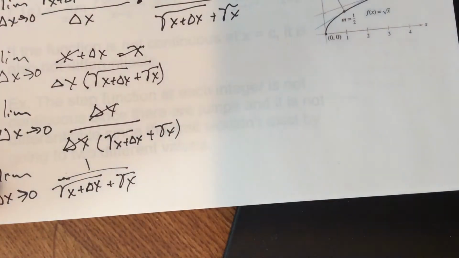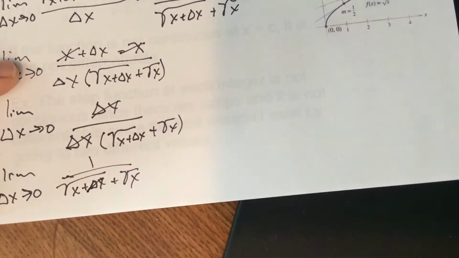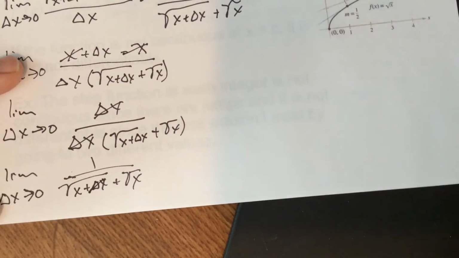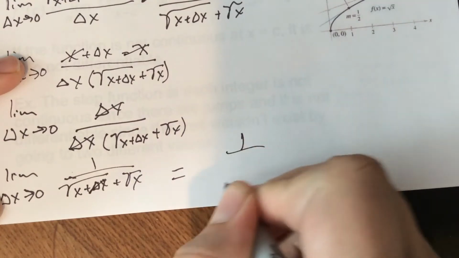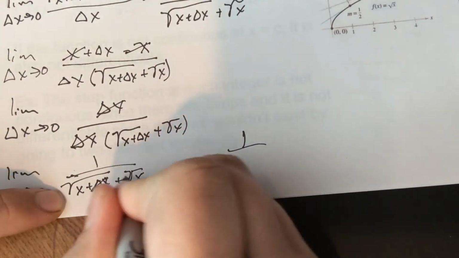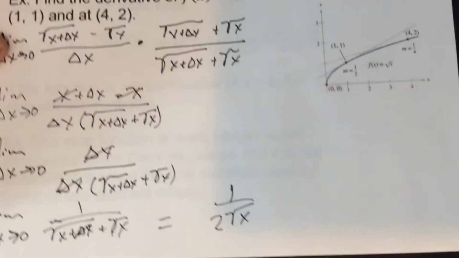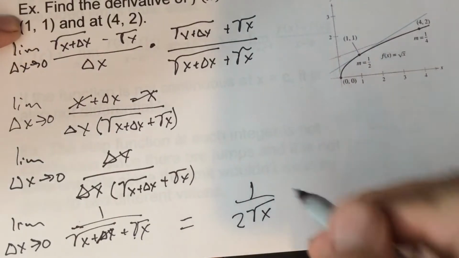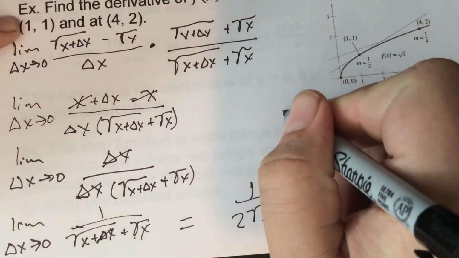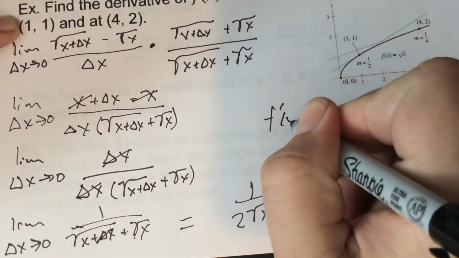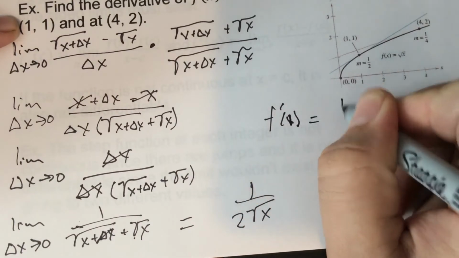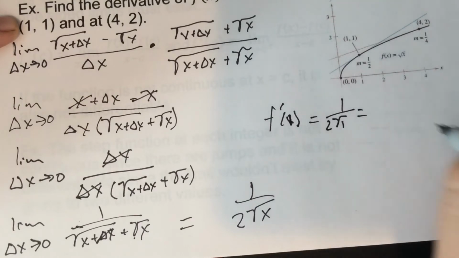So when we put this in here, that's going to make that disappear because that would be 0. So what we're left with is 1 over, we have a square root of x and another square root of x, so 2 square root of x. And from here on out, we now have our equation that we can find the slope with. So if we put 1 in there, let me do f prime of 1. We have 1 over 2 square root of 1. Well, square root of 1 is 1, and 1 over 2 would just be a half at that point. That would be our slope.